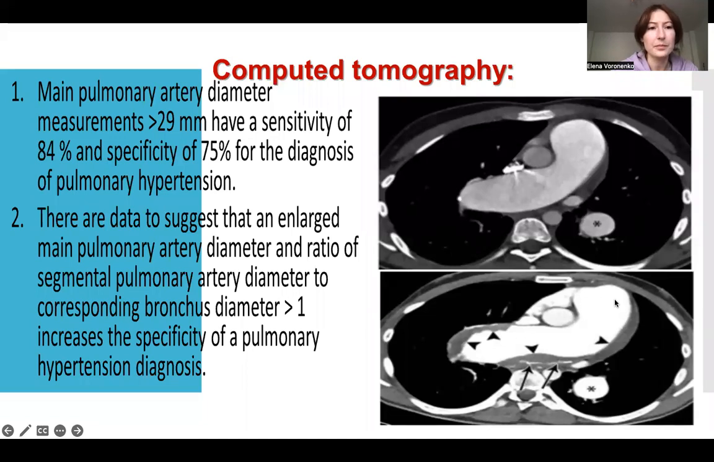Computed tomography. Main pulmonary artery diameter measurements more than 29 millimeters have a sensitivity of 84% and a specificity of 75% for the diagnosis of pulmonary hypertension. There are data to suggest that an enlarged main pulmonary artery diameter and a ratio of segmental pulmonary artery diameter to corresponding bronchus diameter of more than 1 increases the specificity of pulmonary hypertension diagnosis.